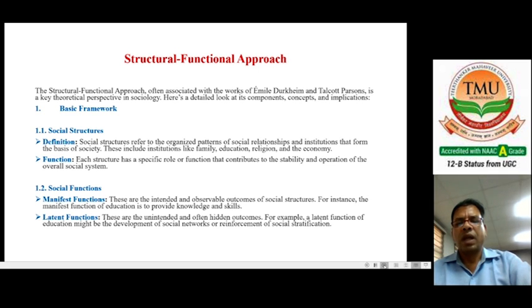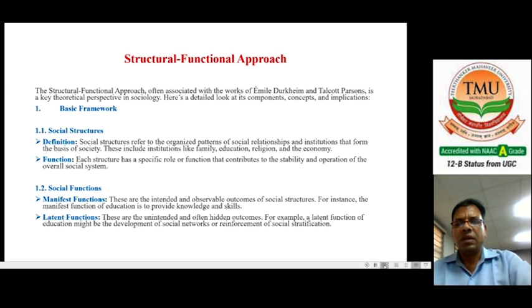These include institutions like family, education, religion, and economy. That means when we're talking about social structures, we have different kinds of institutions, like family institutions, religious institutions, economic activity institutions, and we have different kinds of relationships among these social institutions. These social structures also have one important component, that is called functions. Each structure has specific roles or functions that contribute to the stability and operation of the overall social system.